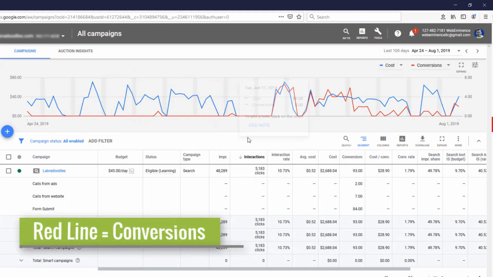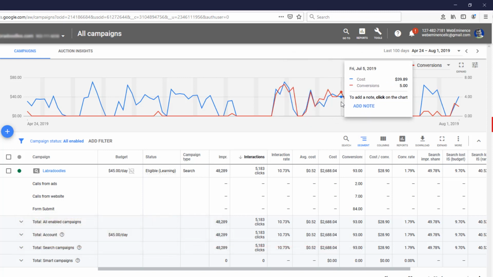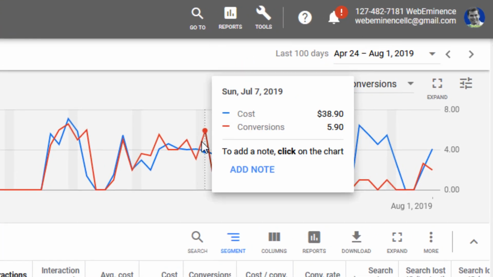The red line is conversions, and you can see how it jumped up right here when I published the new landing page. So you can check out the last two videos to see first how I built the new landing page, and the second video where I talk about these statistics. And then in this video I just promised to share how this drop off occurred.